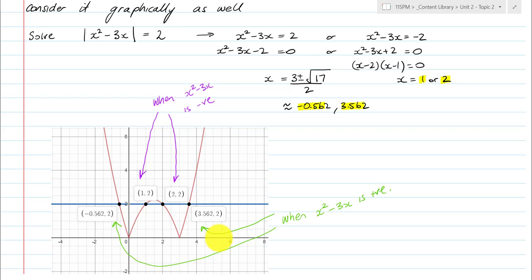So the solutions to modulus equations can be done quite easily just by saying, well, x squared minus 3x is either 2, which will make the modulus of 2 equal to 2, or x squared minus 3x is negative 2, which will make the modulus of negative 2 equal to 2. So this is the easiest way to go about it.